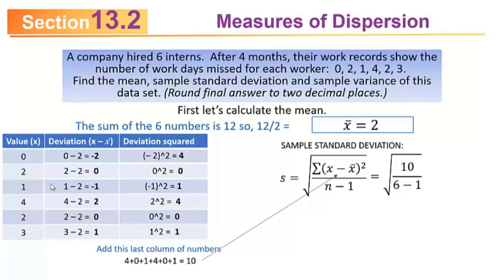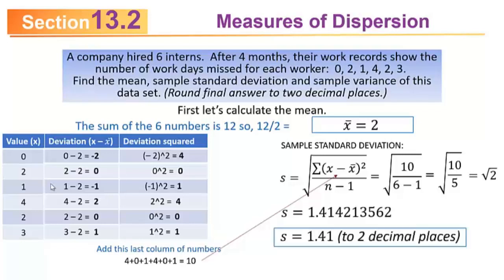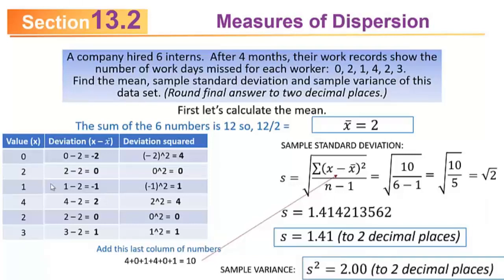This time there are 6 data points. So it's 6 minus 1 is 5. 10 divided by 5 is 2. So it's the square root of 2. It says to round to 2 decimal places. That would be about 1.41. The sample variance is simply the square of the standard deviation, so you square 1.41, and if you round it off to 2 decimal places, you'll get 2.00.